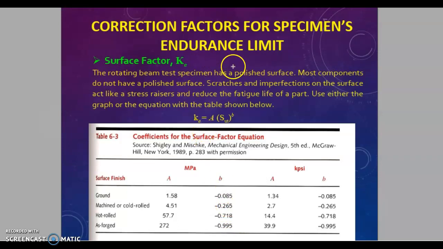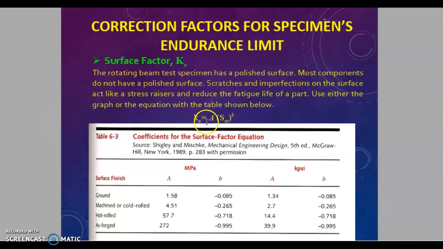Correction factors for specimen endurance limit. First one is the surface factor. The rotating beam test specimen has a polished surface, but most components do not have a polished surface. Scratches and imperfections on the surface act like stress raisers and reduce the fatigue life of the part. Use either the graph or the equation with the table shown. So depending upon the surface finish, this factor is developed.